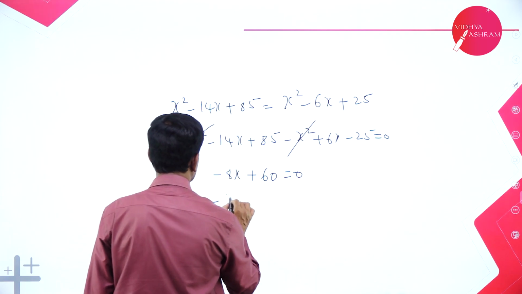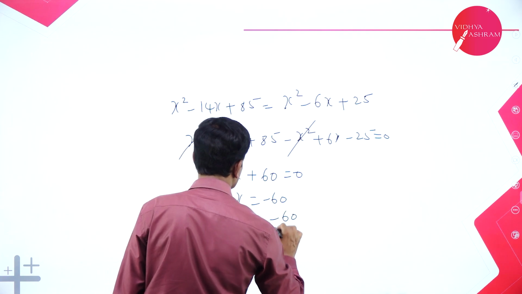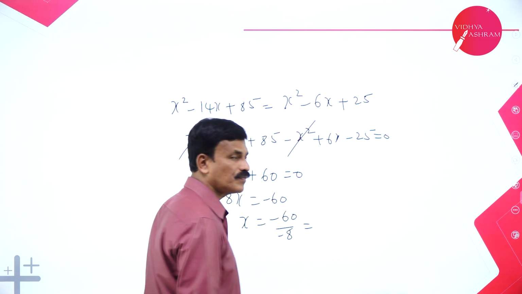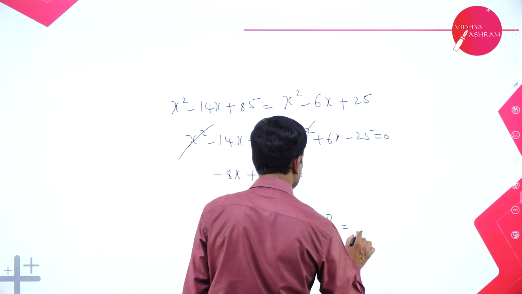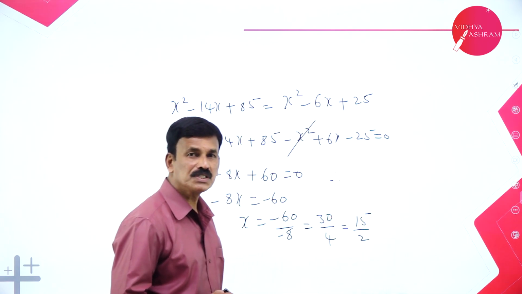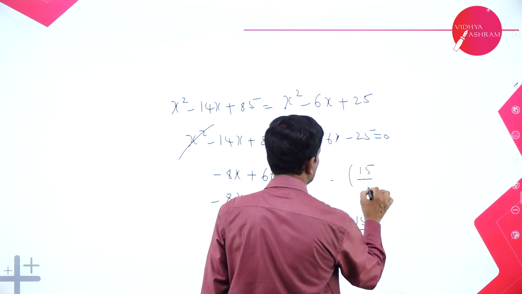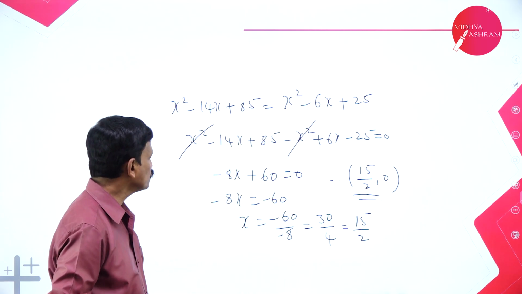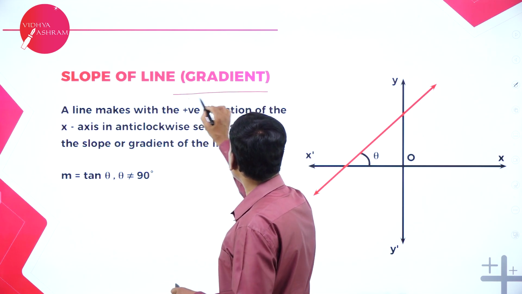Now, so minus 8x is equal to minus 60. So x is equal to minus 60 by minus 8. Now you can divide by 2. So that is equal to 30 by 4, or this is also equal to 15 by 2. So hence the point which is equidistant is, therefore the point is (15/2, 0), the required point. That's it. Okay.